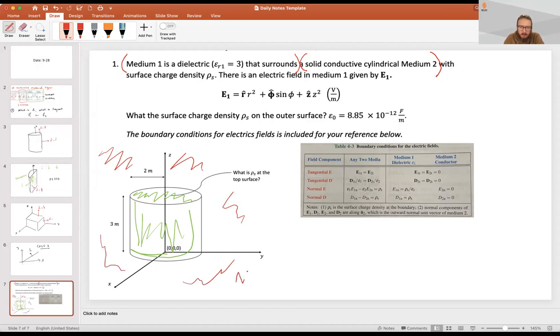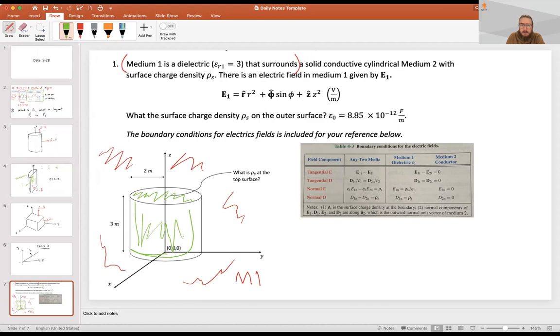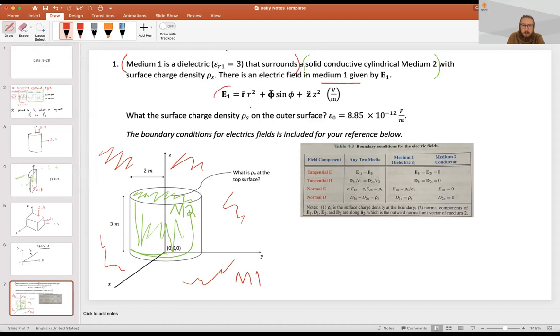So this is medium 1. And this one here, I'll change this to green even, is medium 2. Okay. And then we're given that the field in medium 1 is given by E1. So we know what the field is outside.